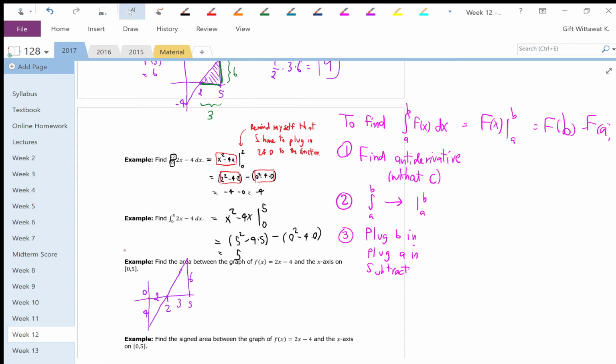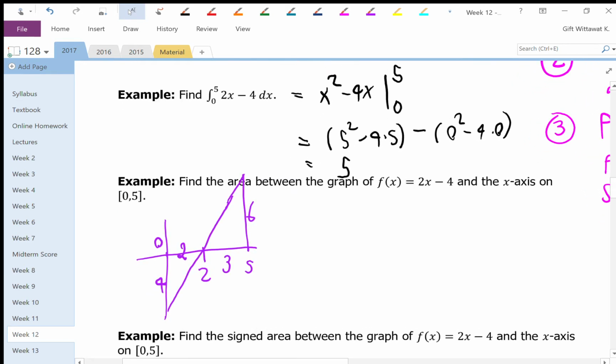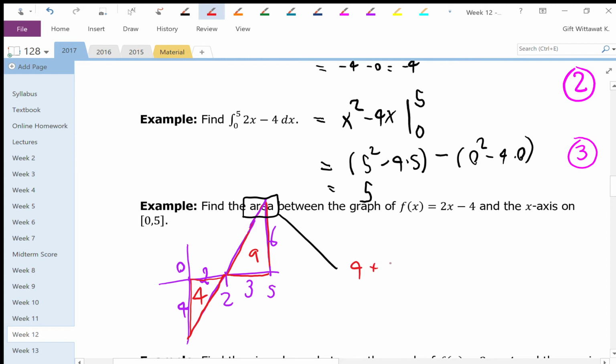So you can compute the area of the two pieces here. The area of this triangle is going to be half of 3 times 6, so that's going to be 9. The area of this triangle is going to be half of 4 times 2, so that's going to be 4. So I'm looking for the area, and by area, I want the whole thing to be positive. So the area of this is going to be 4 plus 9, which is 13.